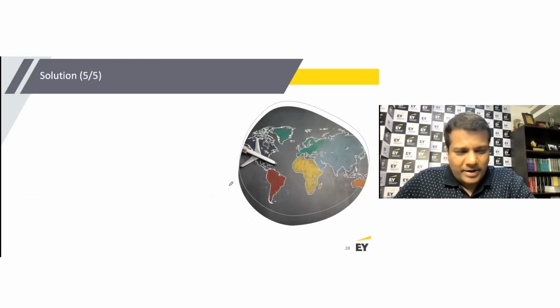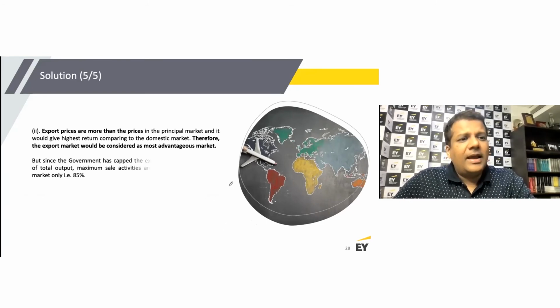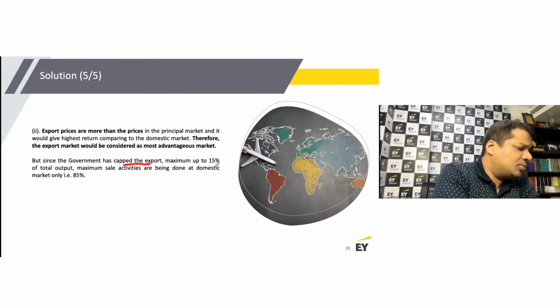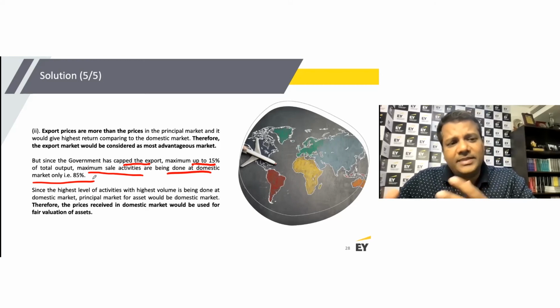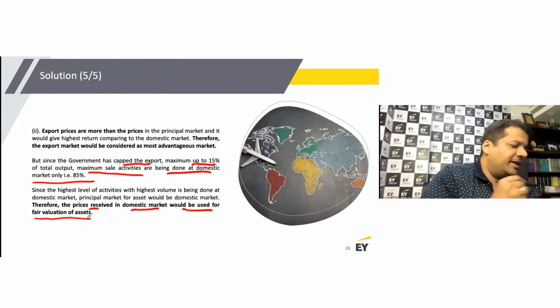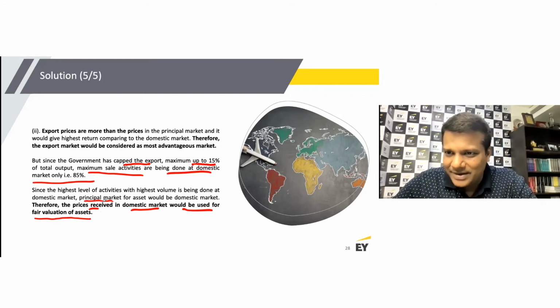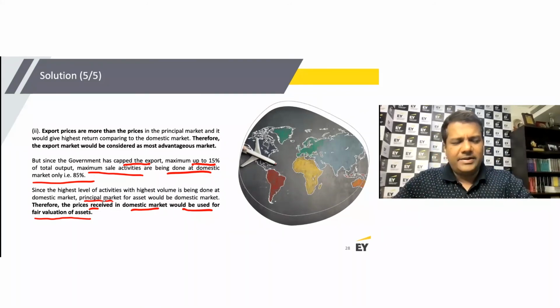Now, if there is an export where I make 15% and this gives a higher return, the export market again would be considered the most advantageous market. However, since the government has capped the export at a maximum of 15%, most sale activities are being done in the domestic market only, which is 85%. Therefore, the prices received in the domestic market would be used for fair valuation of the asset, as it is the principal market. If there is a principal market, then the advantageous market relevance goes away. Then I'm going to focus only on the principal market.